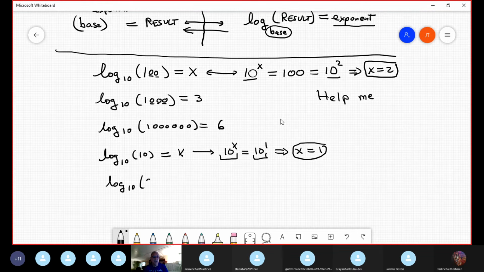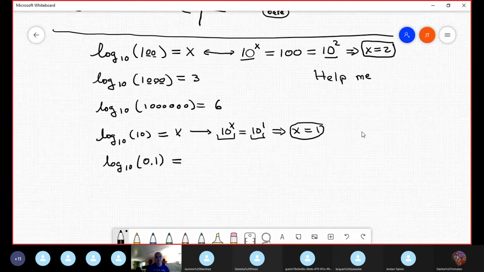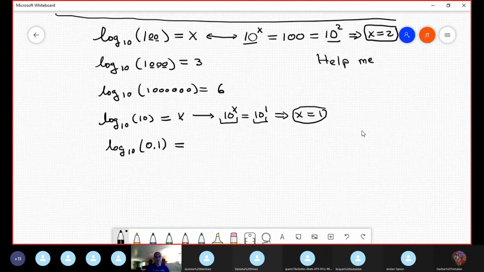Now, a challenge. Logarithm base 10 of 0.1. What do you think about 0.1? Come on, you can do that. It's no big deal. A little bit weird, I understand, but it's acceptable. -1. -1, very well. -1 is the answer.